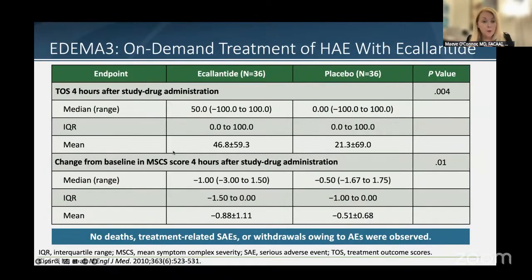This was EDEMA3, which was looking at on-demand treatment of HAE with ecallantide. And you can see that this trial is showing that ecallantide effectively reduced symptom severity compared to placebo. It's important to note that the key endpoints were the TOS, or the treatment outcome score, as well as the MSCS, the mean symptom complex severity. And you can see marked reductions in those with ecallantide compared to placebo. Again, there were no treatment-related serious adverse events in the EDEMA3 trial, and there were no deaths. So again, a safe and effective treatment for on-demand treatment of HAE with ecallantide.